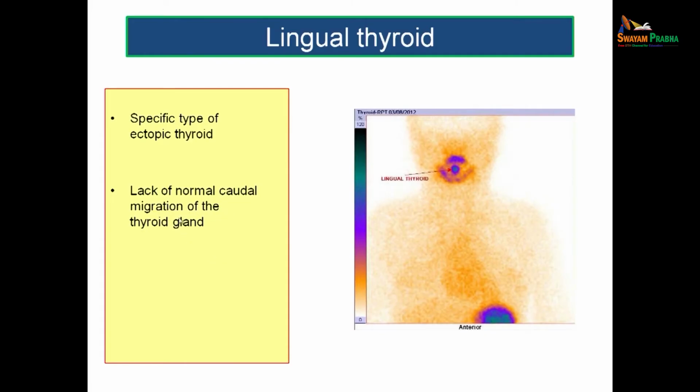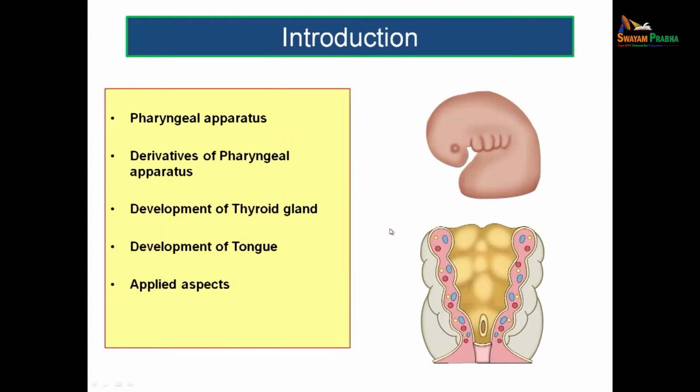There is lack of normal caudal migration of the thyroid gland. From the initial position, there is lack of caudal migration of the thyroid gland. That results in lingual thyroid. In order to understand such anomalies, you should first know how the thyroid gland normally develops. So, in this session, we will be dealing with the development of the pharyngeal apparatus, derivatives of the pharyngeal apparatus, development of the thyroid gland, development of the tongue, and a little bit of applied aspects.